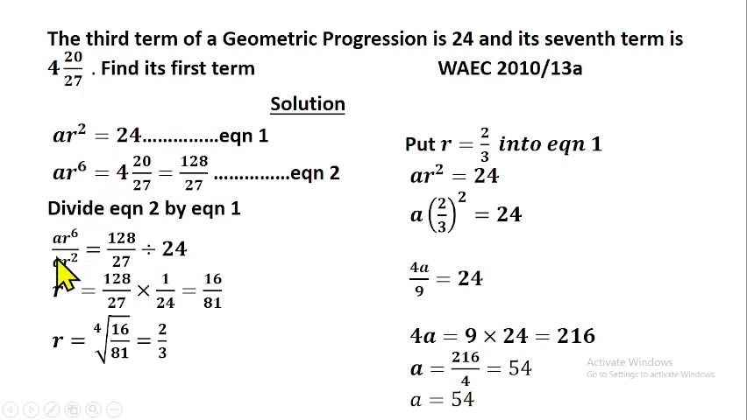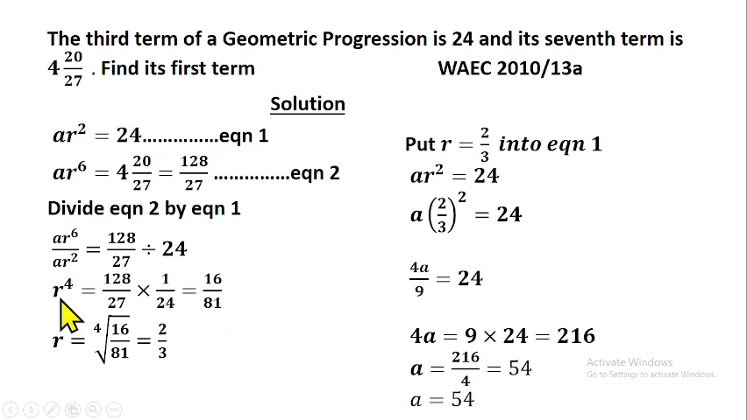So A will cancel A. R squared goes into R raised to power 6, that means you are left with R raised to power 4. Then you'll be having 128 over 27 divided by 24 as well. Do you understand what you wrote here? Then that means you can change this one to times: 128 divided by 27 times 1 over 24. Then if you cut that, you'll be having 16 over 81.